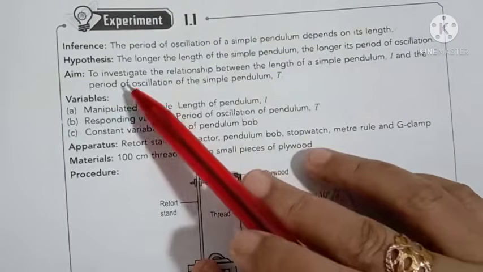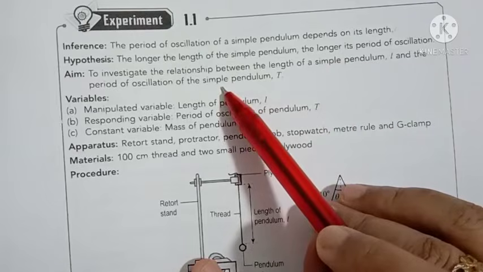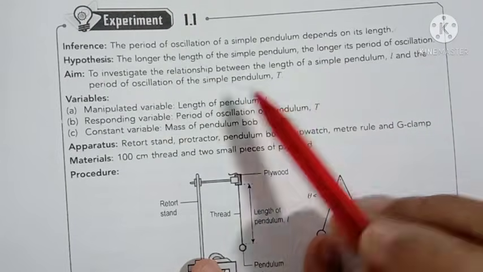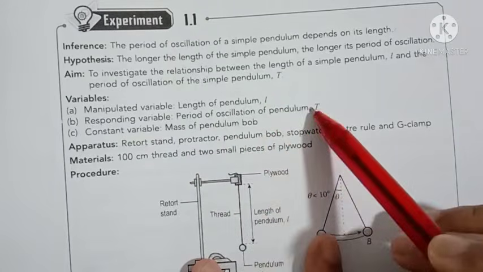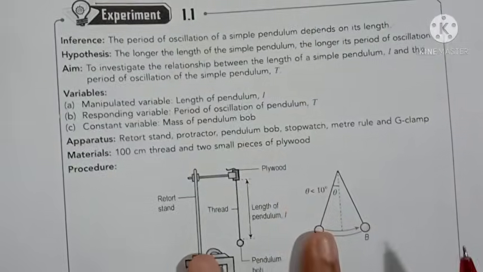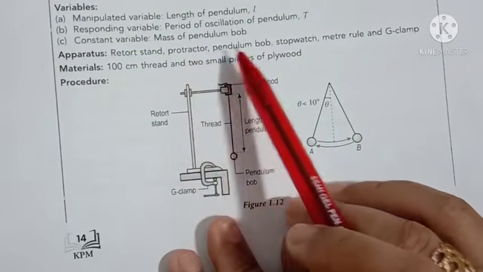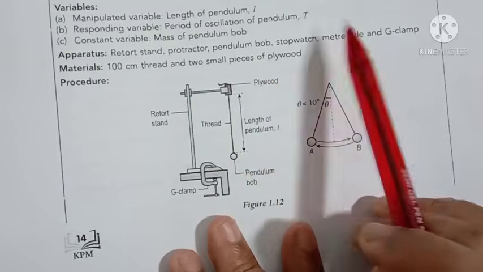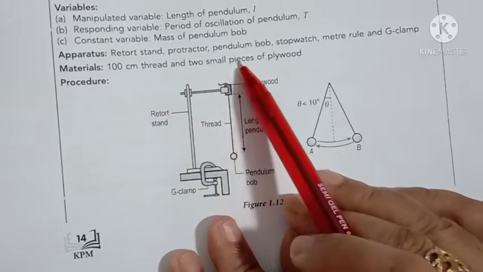To investigate the relationship between, normally, the manipulated variable and the responding variable. So in this experiment, the manipulated variable is the length of the pendulum, L, and the period of oscillation, T, is the responding variable. The constant variable is the mass of the ball. Look at the apparatus required: retort stand, protractor, pendulum bob, stopwatch, meter rule, G-clamp. Materials are 100 cm of thread and 2 small pieces of wood.